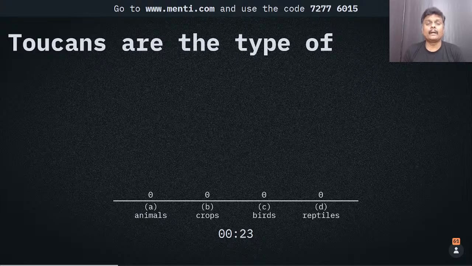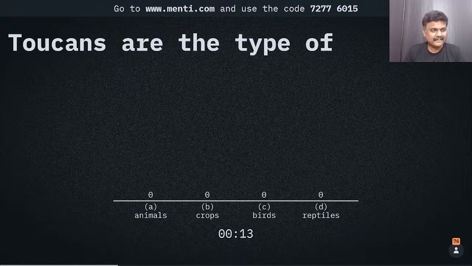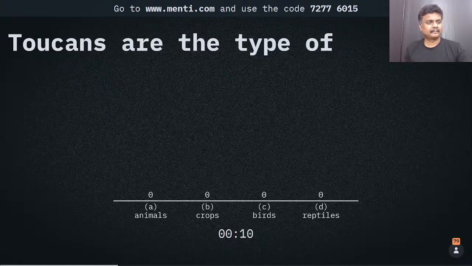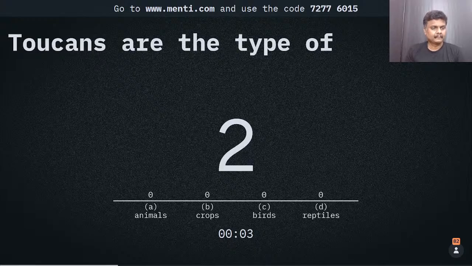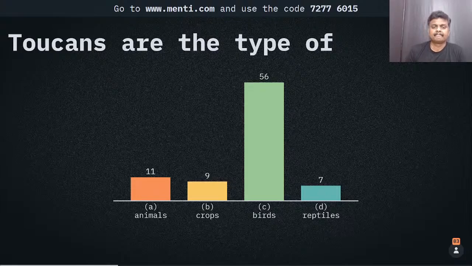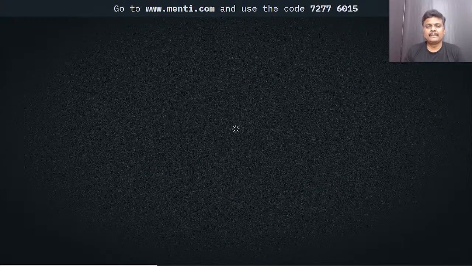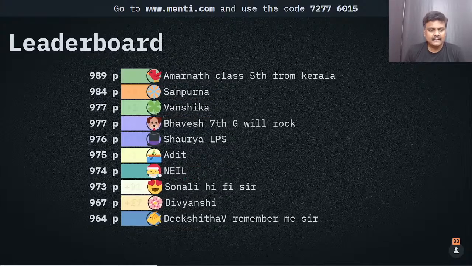Toucans are a type of what? They are animals, crops, birds, reptiles. What are toucans? Can I ask you a simpler question than this? You guys tell me. Birds, right? Toucans are birds, guys. I hope you have not forgotten all that we dealt with in the lesson when I was handling this lesson. We spoke about toucans.